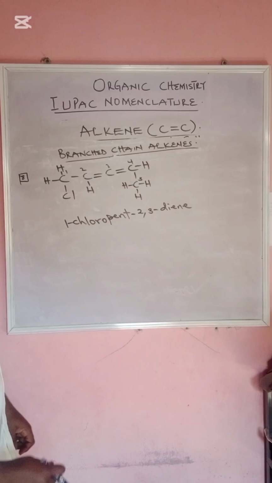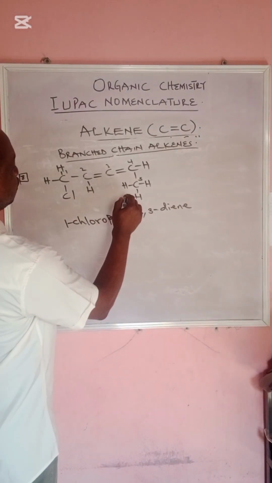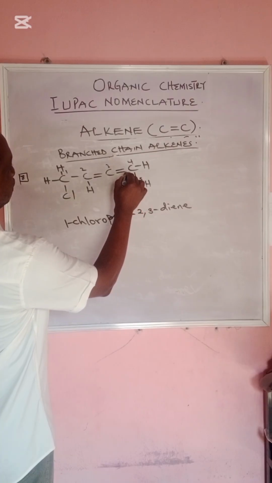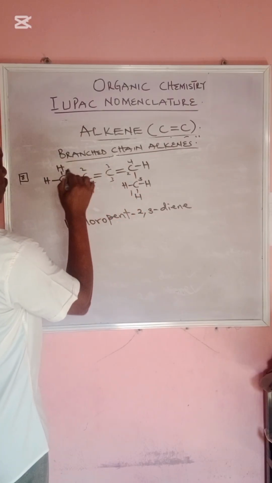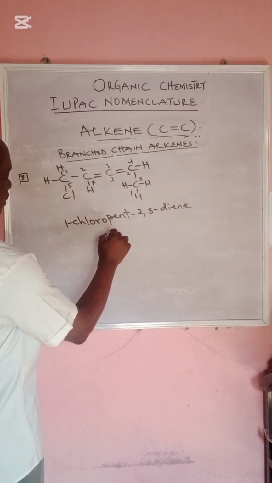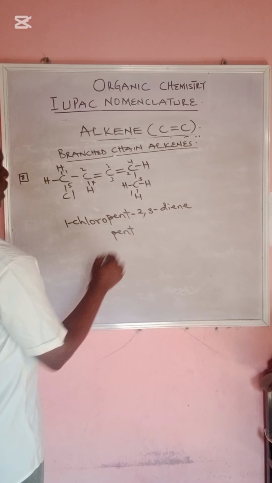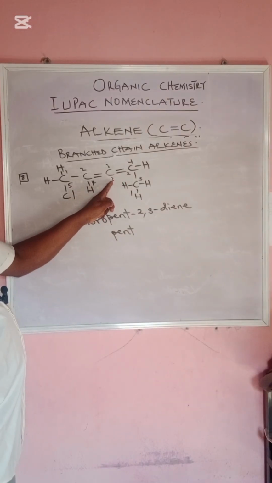When counting from right to left, I will call this 1, this 2, this will be 3, this will be 4, and this will be 5. So the parent name still remains pentane.